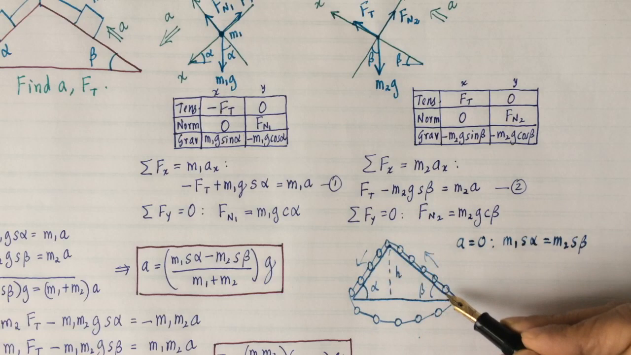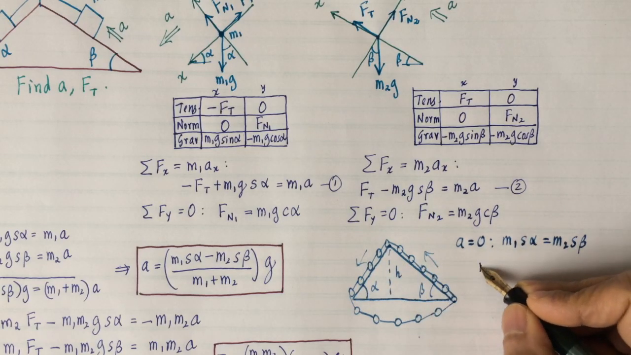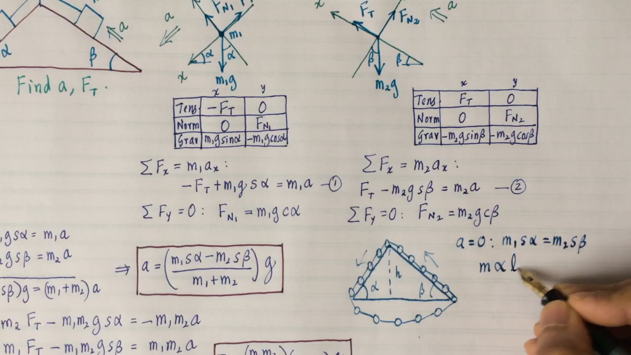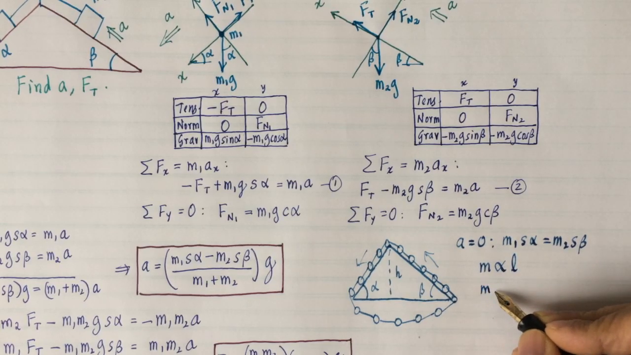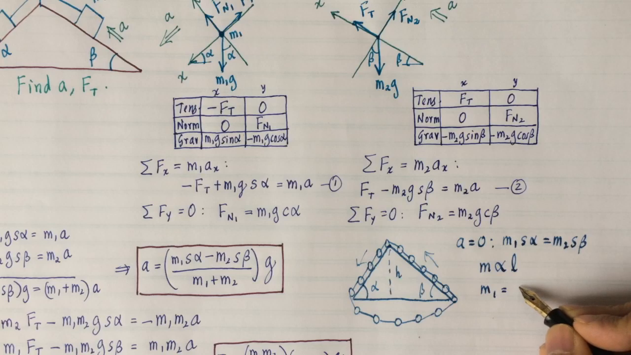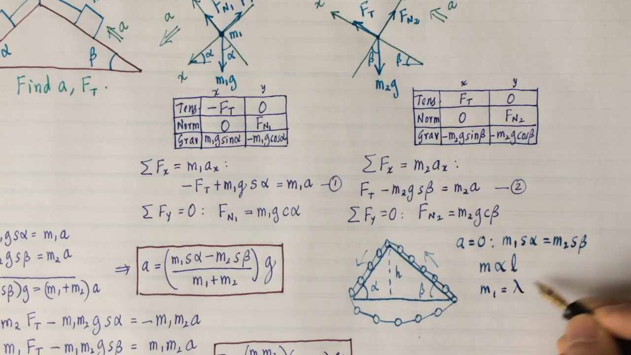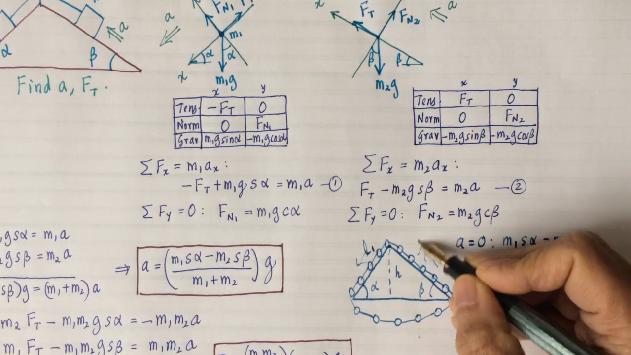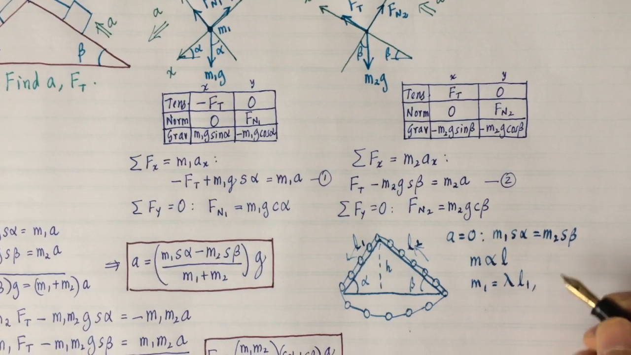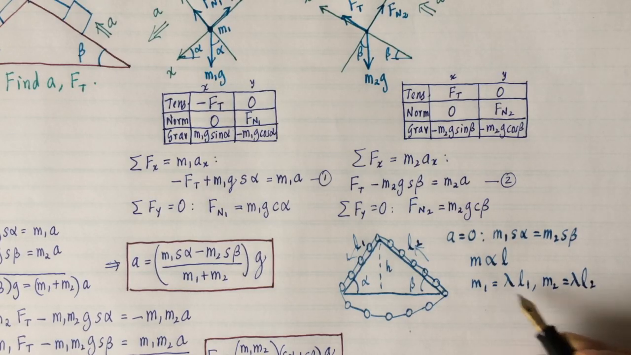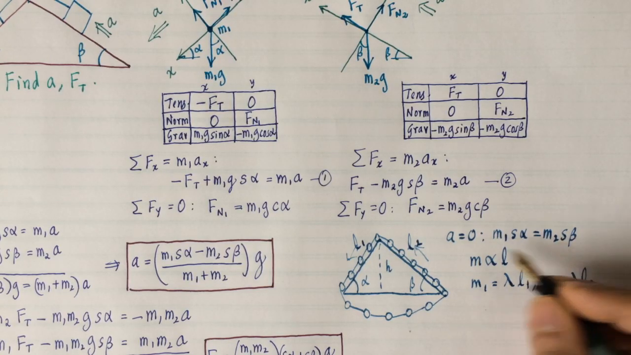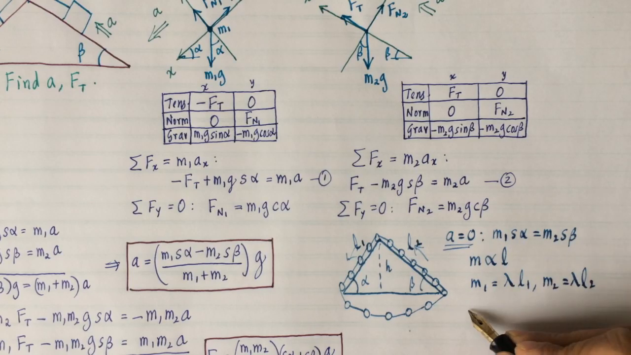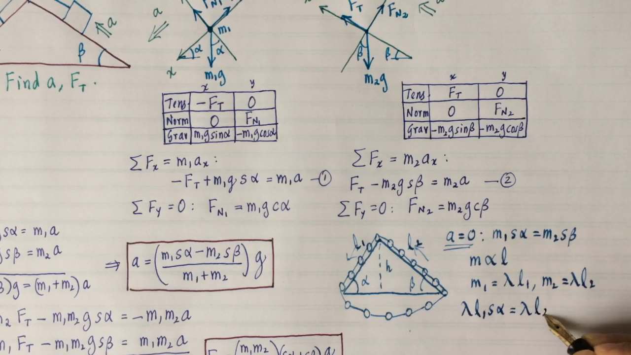Now, for a chain of this uniform construction, we can assume that the mass is proportional to length. So I'm going to write m1 is going to be some proportionality constant, I'll call lambda, times L1, where the length of the incline is L1 and that incline length is L2. And the mass m2 then is going to be lambda times L2. Now I'm going to put that in my condition for acceleration to be 0, and that gives me lambda times L1 sine alpha equals lambda times L2 sine beta.